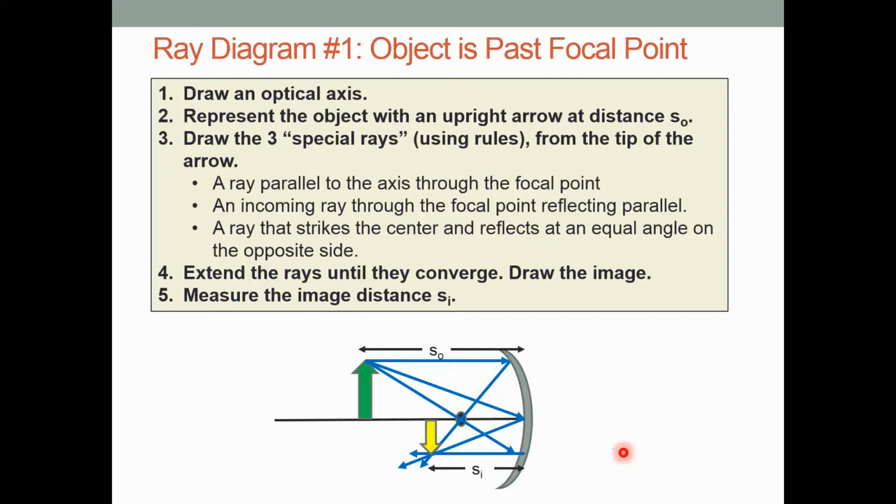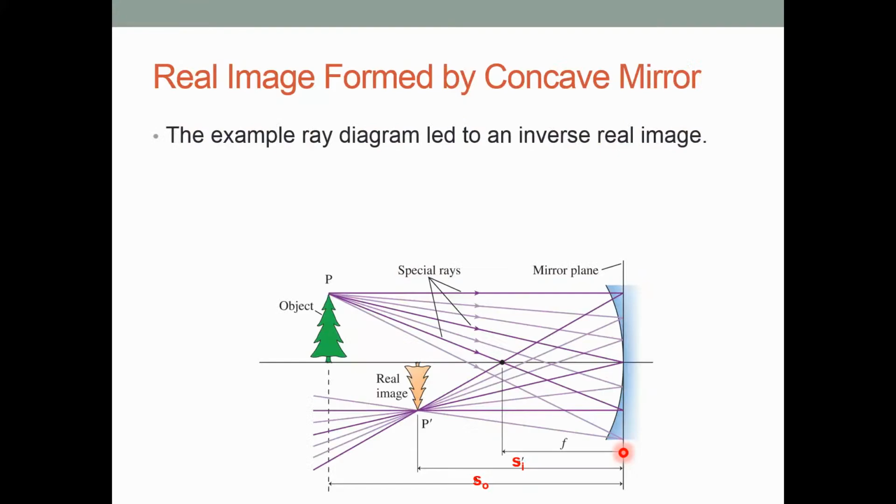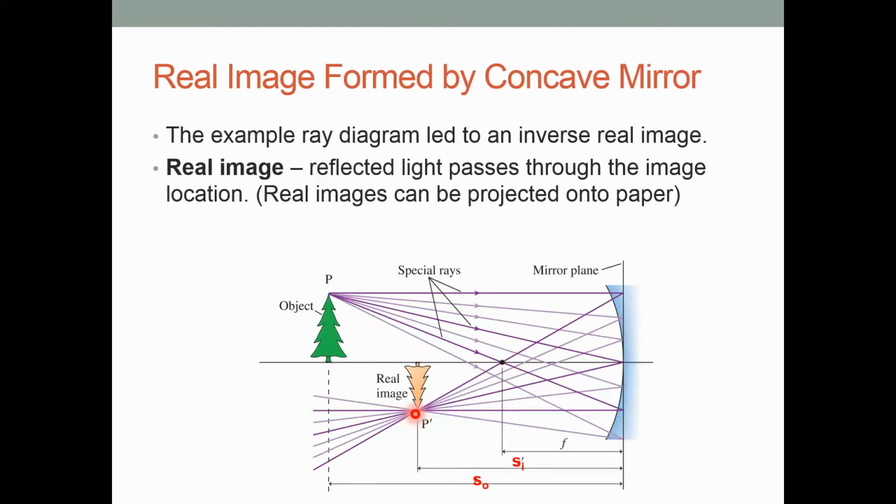And that will be our image from this concave mirror and this object. Now, this is the same example. It led to an inverted image, so you could see that its point was below the optical axis. It's also a real image. A real image means that the light actually hits where the image is. So the light bounced off the mirror and it does touch the image. So we have a real image.